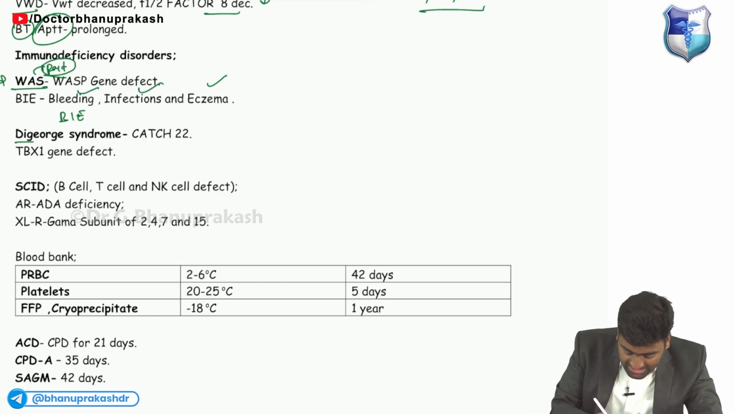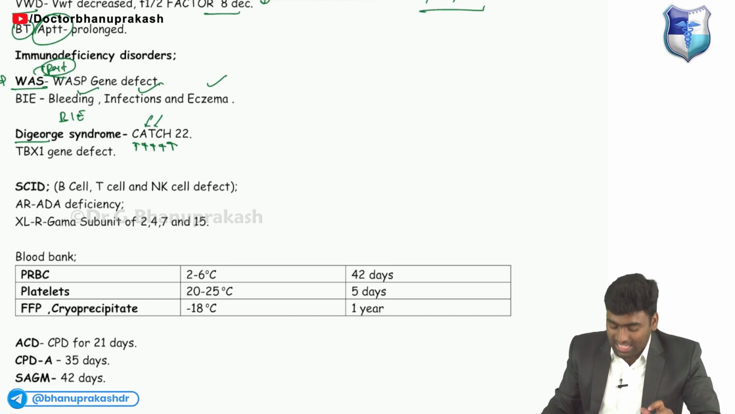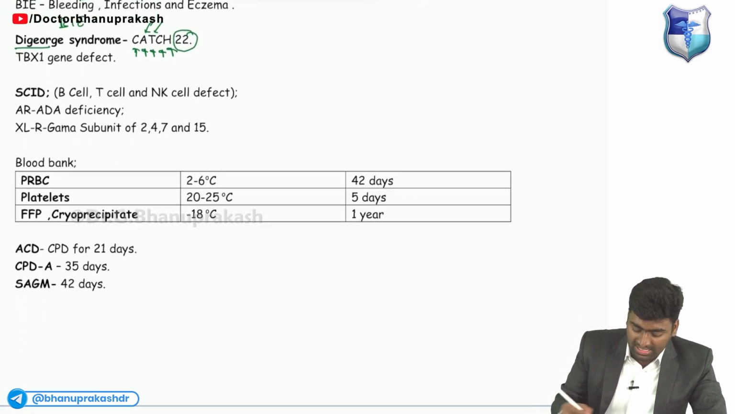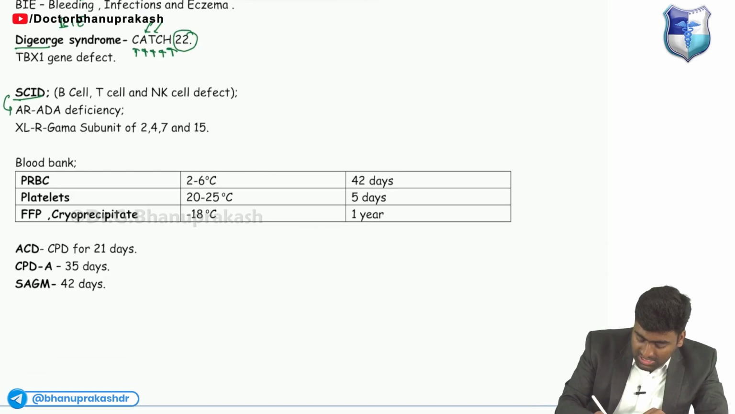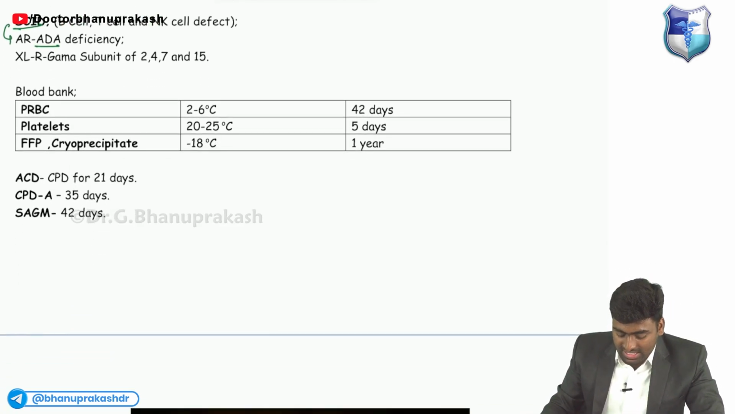The next one is DiGeorge syndrome, which has the mnemonic of CATCH. There will be cleft lip or cleft palate, cardiac anomalies, abnormal facies, and thymus anomalies, and it involves the 22nd chromosome. And SCID we know is due to the deficiency of adenosine deaminase. Okay? Then the final one is the blood bank.